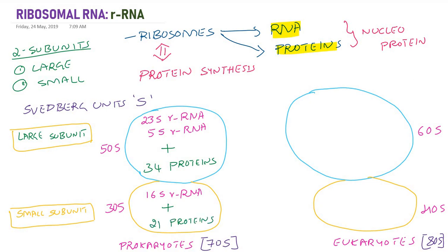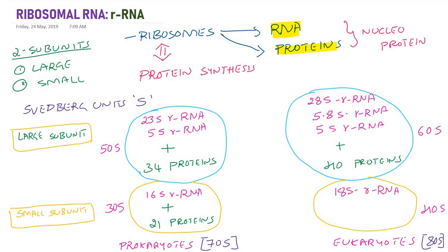In prokaryotes in the large subunit we have only two types of rRNA. But in eukaryotes in the large subunit we have three types of rRNA. First one is 28S rRNA, 5.8S rRNA and 5S rRNA. And in addition to that, the eukaryotic large subunit has about 40 proteins. The small subunit also has 18S rRNA and about 30 proteins. So this is the structure of ribosomal RNA.